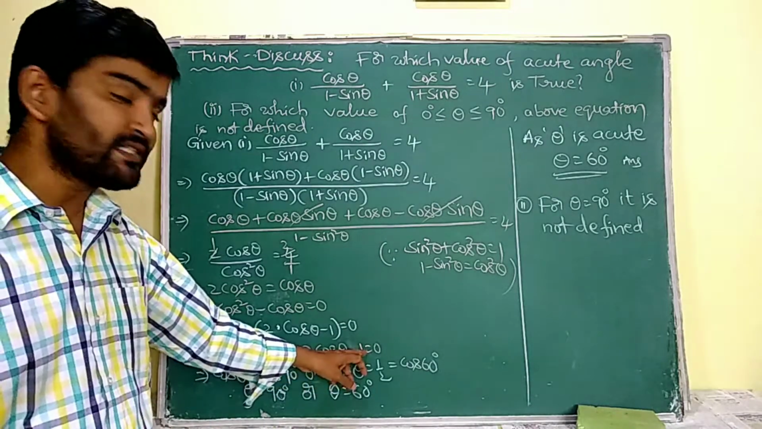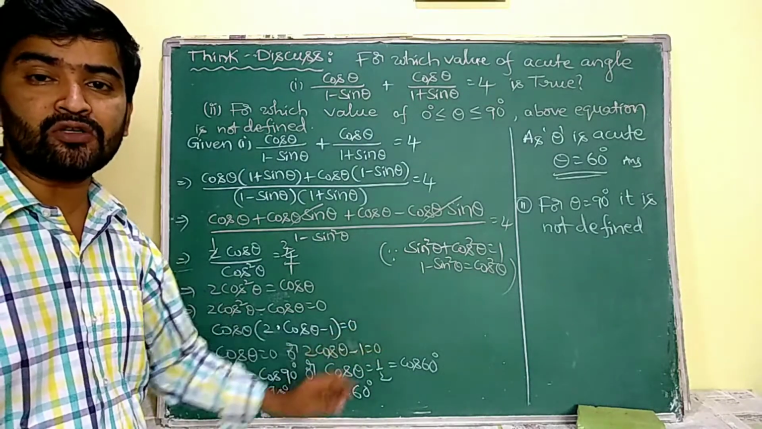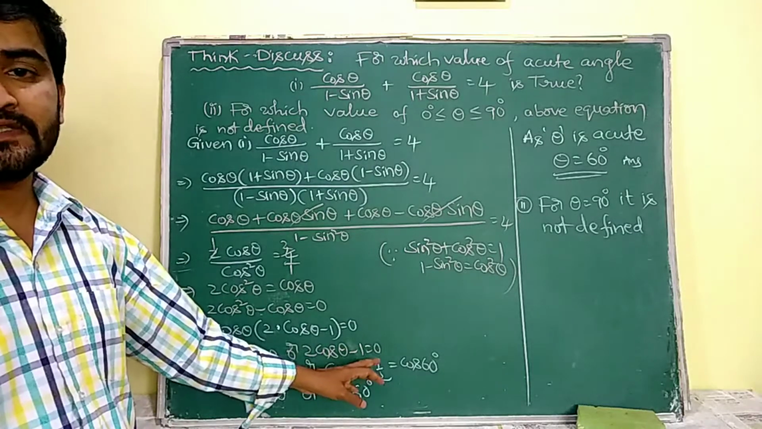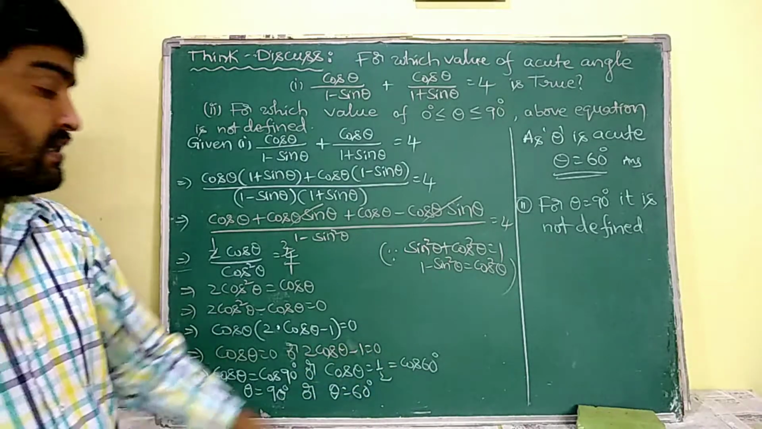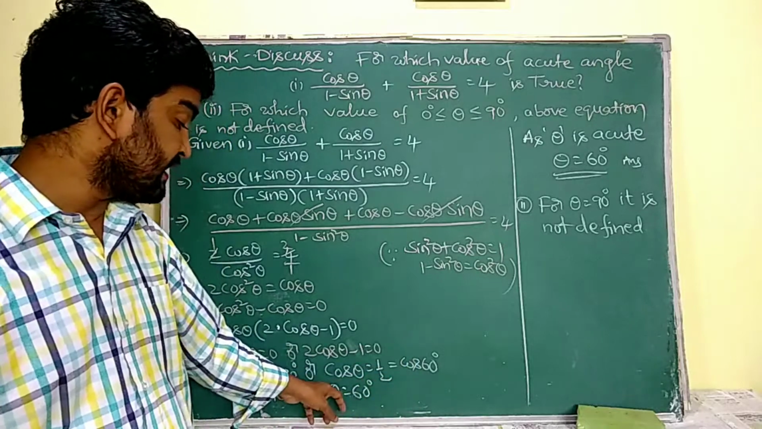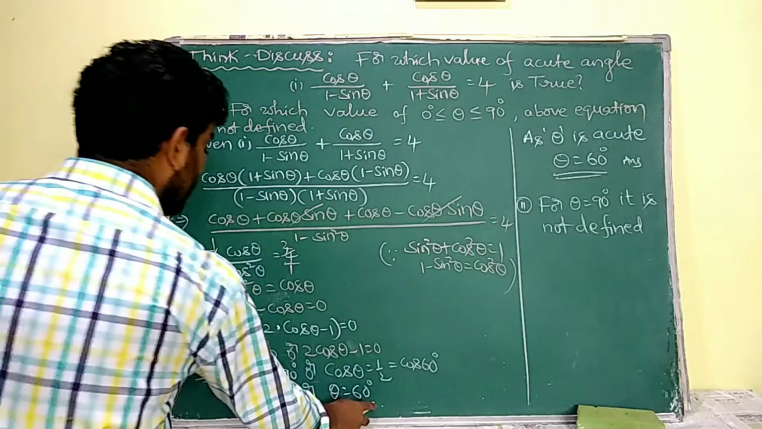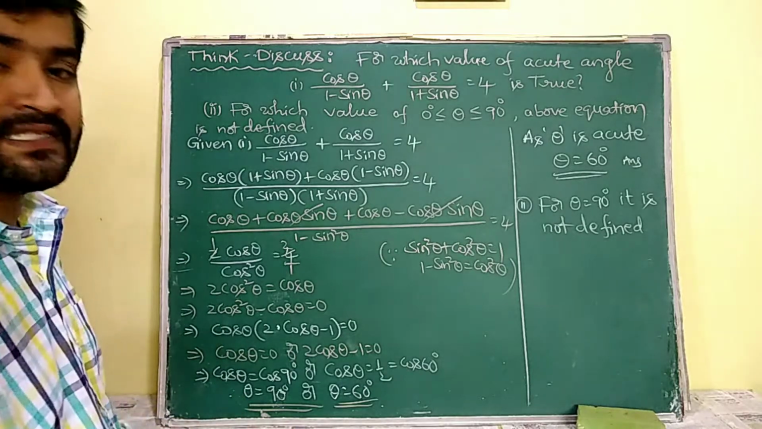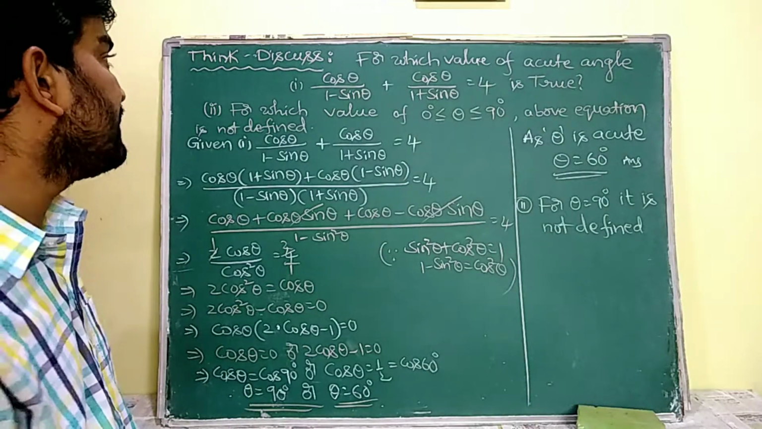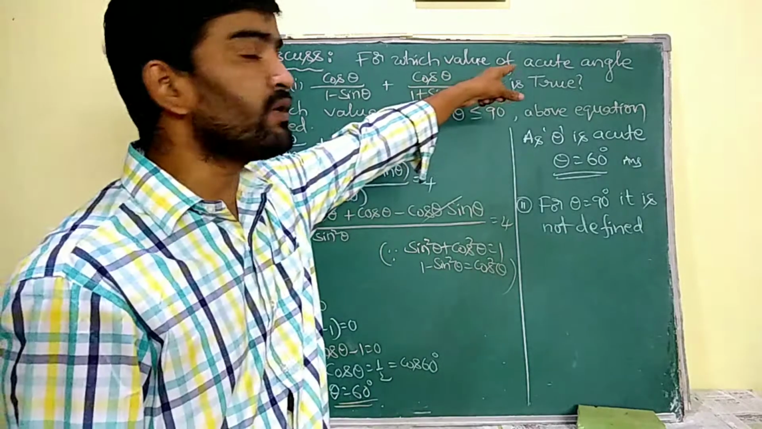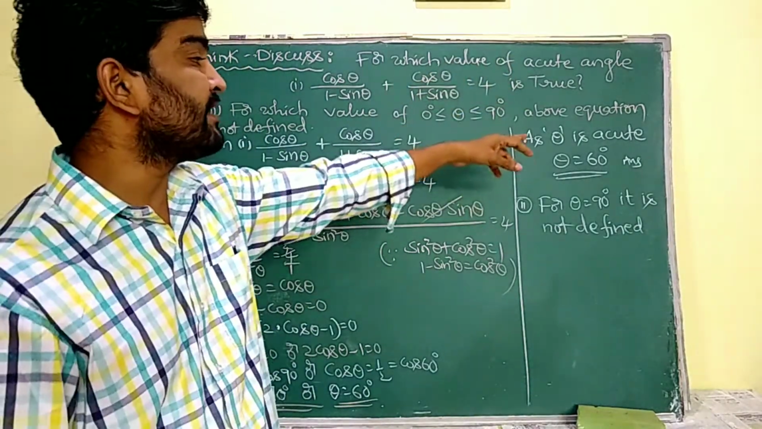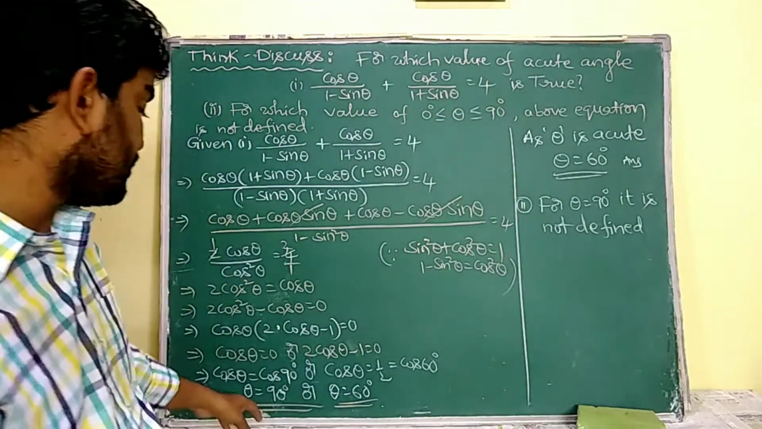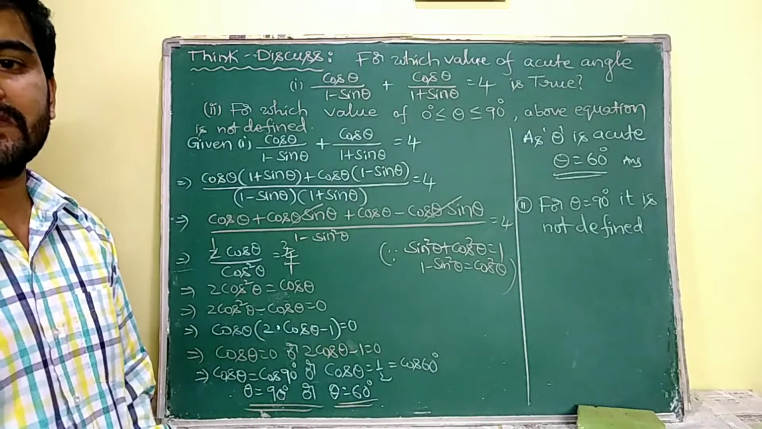Similarly, 2 cos theta is equal to 1, then cos theta is equal to 1 by 2. Cos of which value gives 1 by 2, we have to see. Cos 60 we know. Therefore theta is equal to 60. So these are the two values we obtained for theta, that is 60 and 90. But in the question itself, it is stated that theta is an acute angle. As theta is an acute angle, theta is equal to 60 degrees. Out of these two values, one value is considered.